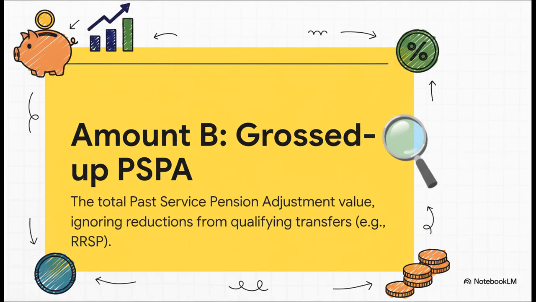Next, we have amount B. This one deals with something called a past service pension adjustment, or a PSPA. This happens when you, for example, buy back years of service you missed. Now, that PSPA also reduces your RRSP room. The key word here is grossed up. That just means we take the full value of the PSPA before any reductions. Why? Because sometimes you can pay for a PSPA by transferring money from your RRSP. We need to add the full PSPA value back in here to make sure the PAR calculation accurately reflects all the RRSP room that was used up for that past service benefit.